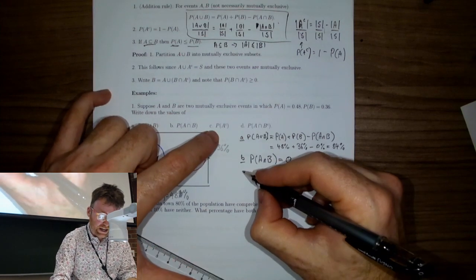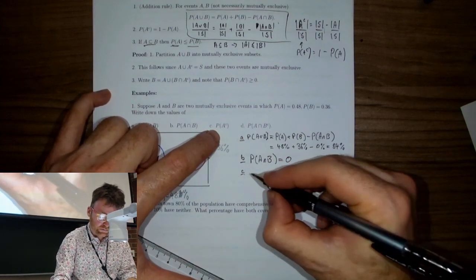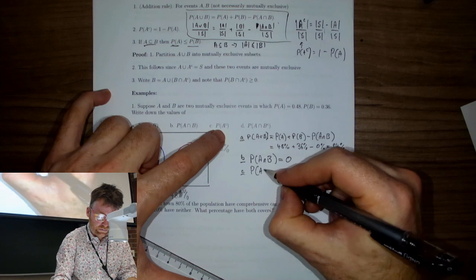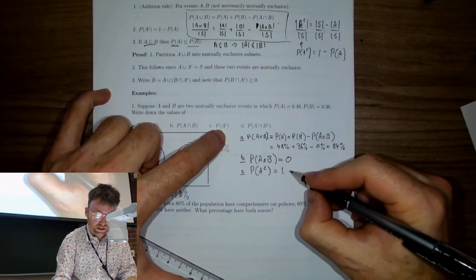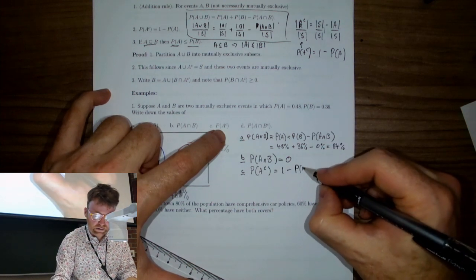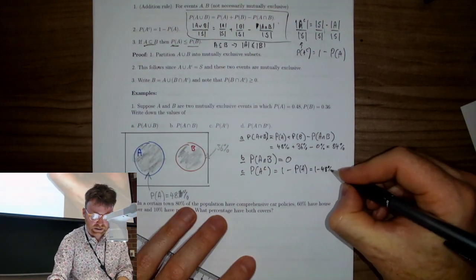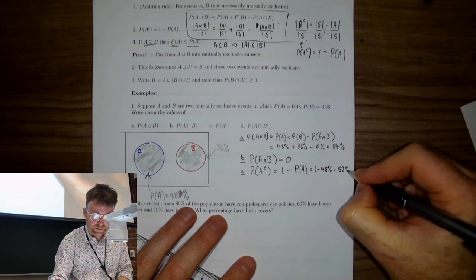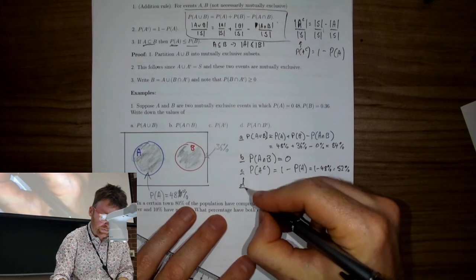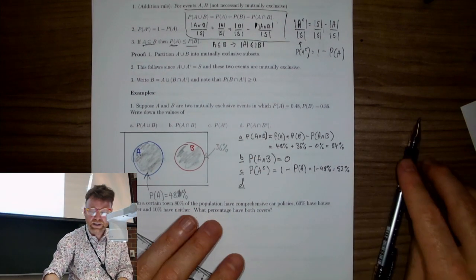The probability of A complement is 1 minus the probability of A, which is 1 minus 48%, which is 52%. 36%. And the probability of A intersects B complement.